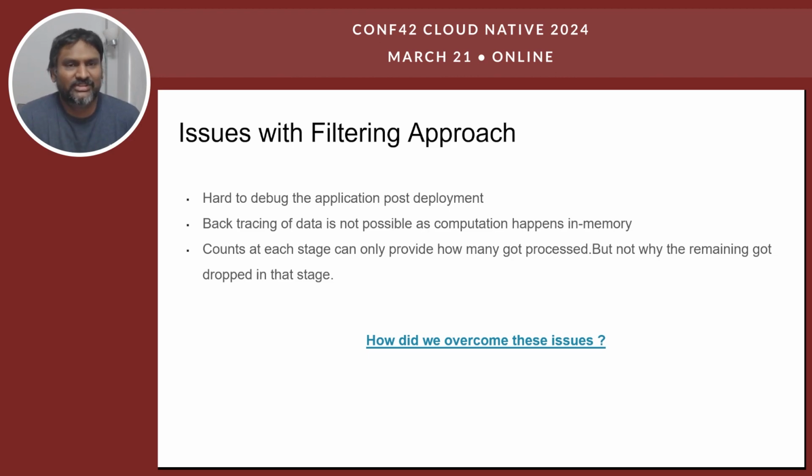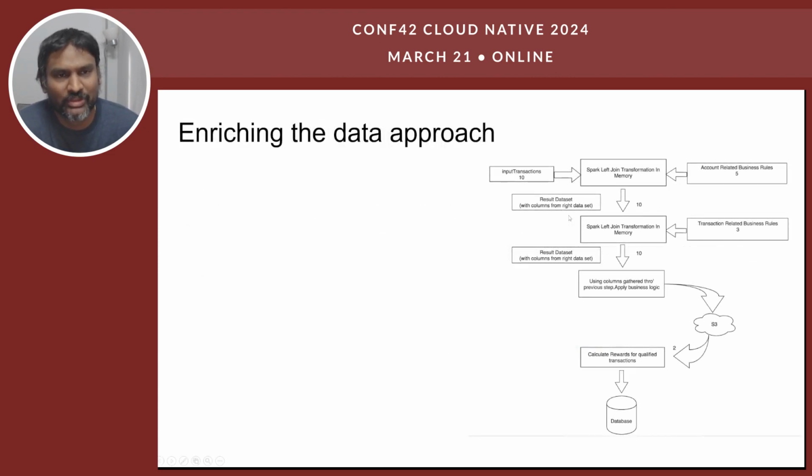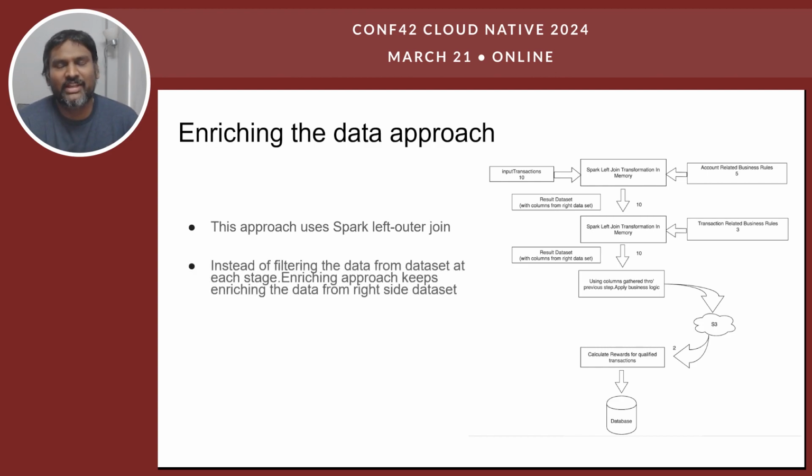After doing some research, we pivoted towards our next design pattern, which is the enriching the data approach. In the same example of dealing with 10 transactions, the key difference is, instead of Spark's inner join, we are going to use Spark's left outer join. The main thing is, we are not filtering out any data at any stage. In the previous case, you started off with 10 and filtered out information, so your number of rows decreases. But in this case, we are not filtering out, we are enriching the data with all the contextual information from your left data set.